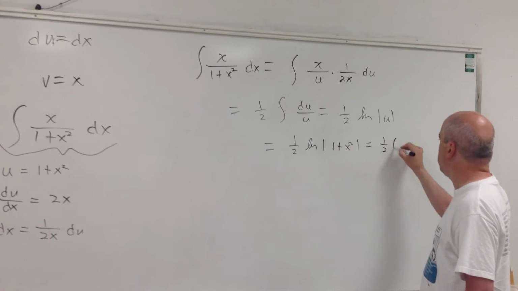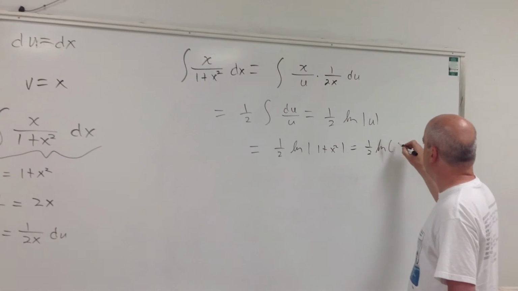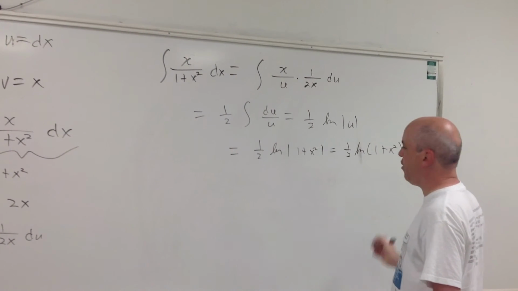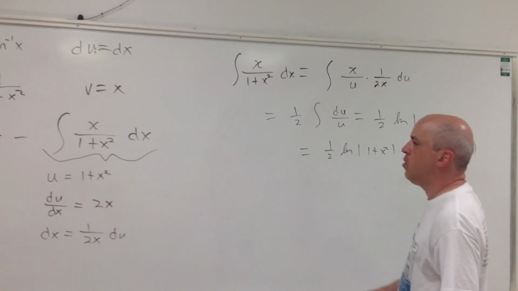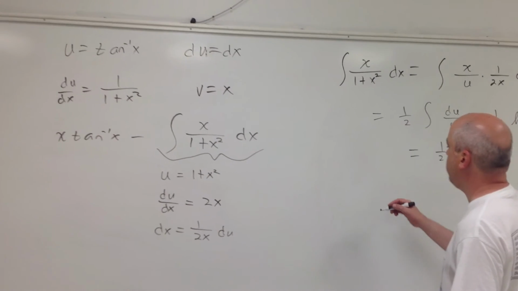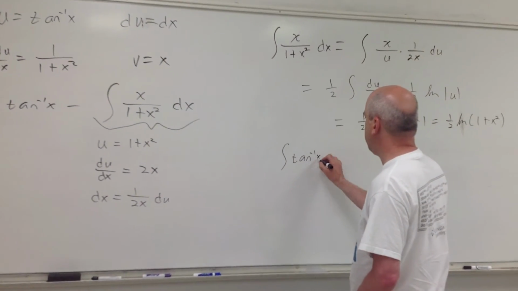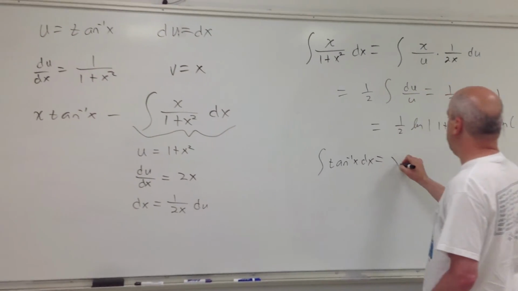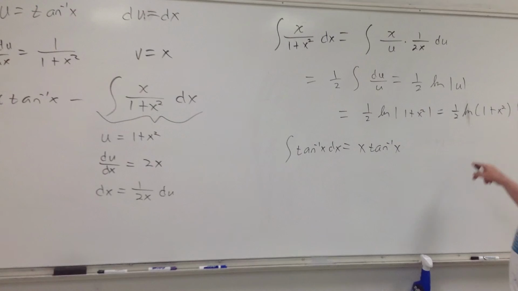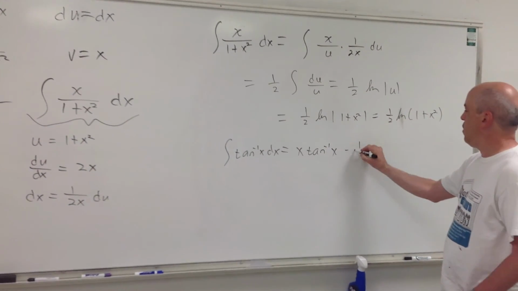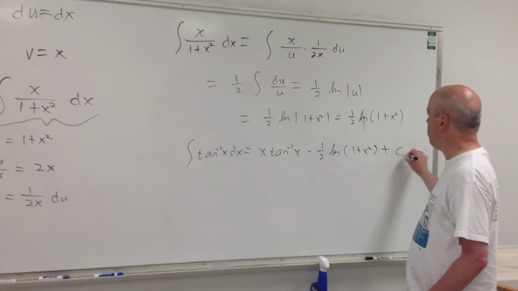So I'm going to change those to parentheses. You can leave them if you want, but it is redundant. And now I just glue this back into what I had earlier. So my final answer here, integral tangent inverse of x dx, is x tangent inverse of x minus this. And now let's put on our plus c, and we're done.